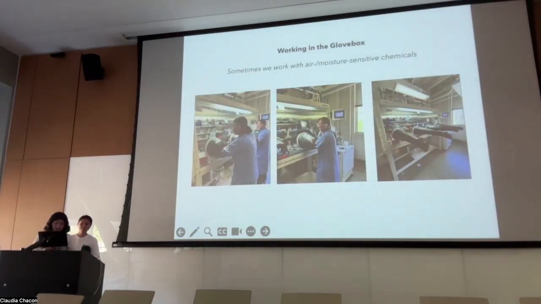Okay, so this is basically the glove box, and this is where we work with air or moisture sensitive chemicals. It's similar to the Schlenk line, but it contains many more chemicals. And instead of normal air, the glove box is filled with inert gases such as argon or nitrogen, which creates an environment with almost no air or moisture.